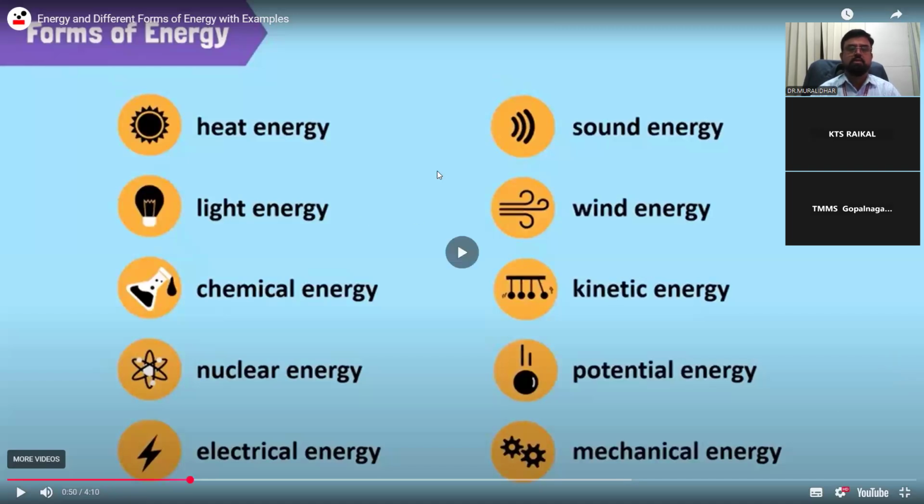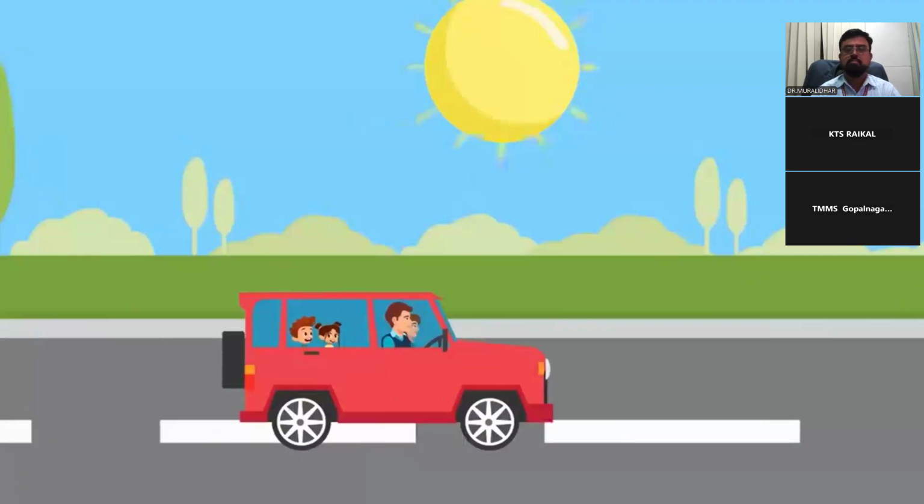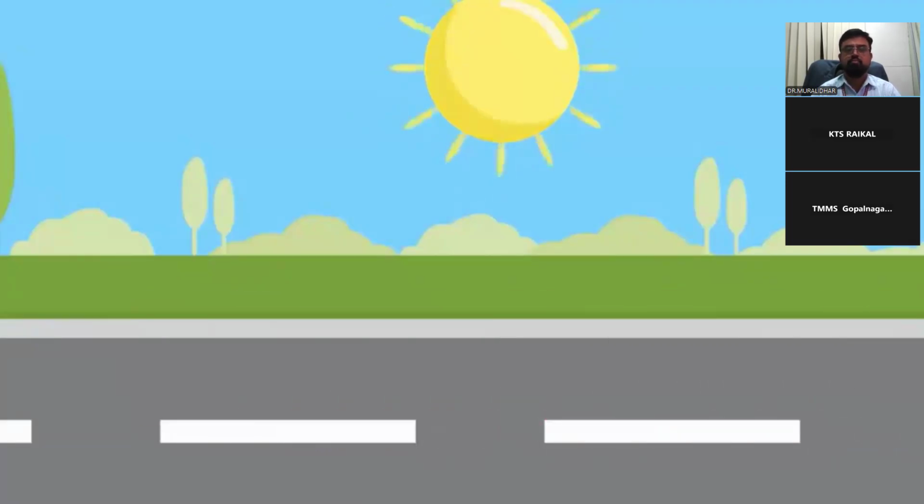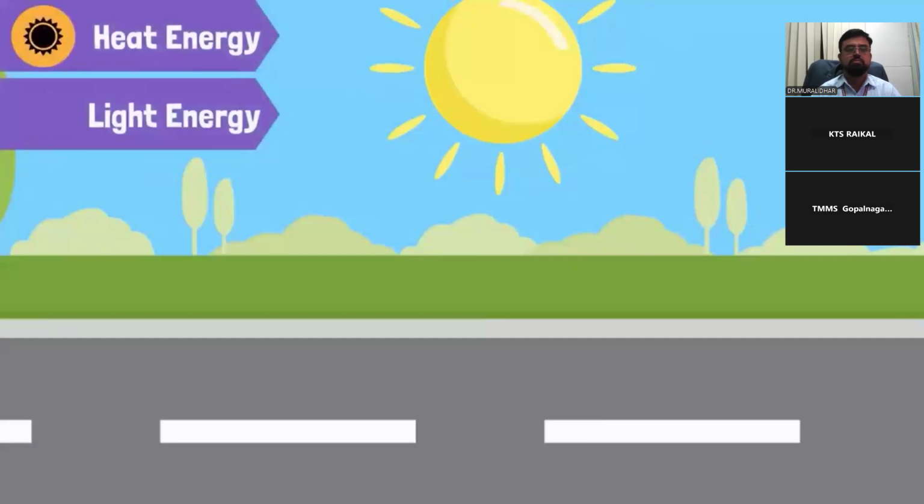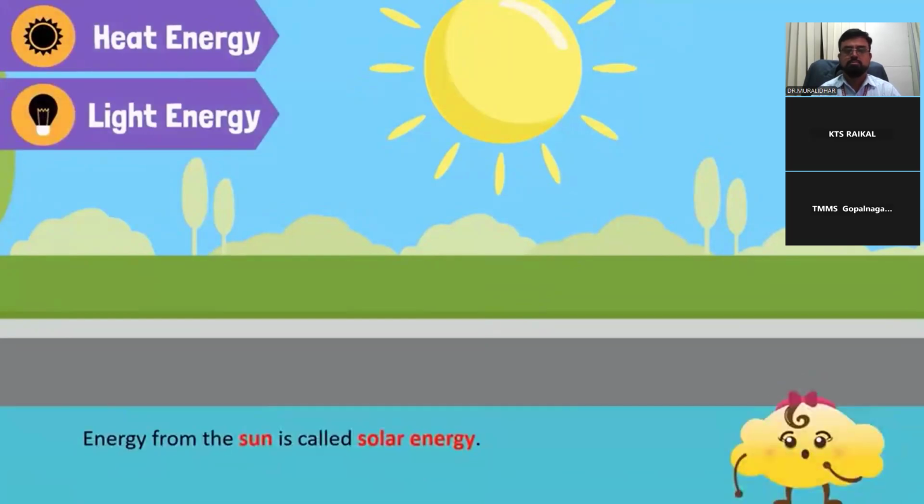Right. Energy. Let's identify different forms of energy around us. A family is going on a picnic. It's a sunny day. The sun provides us with 2 different forms of energy. Can you guess what these are? Heat and light energy. Energy from the sun is called solar energy. Plants use solar energy for photosynthesis.